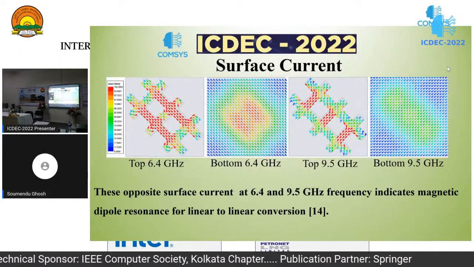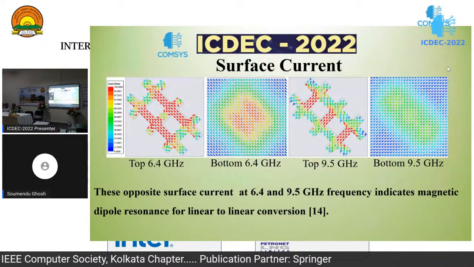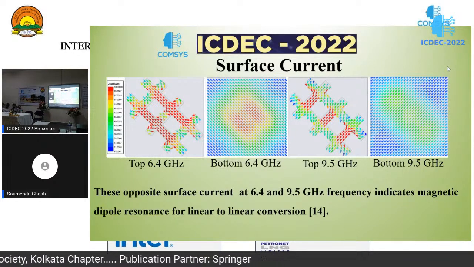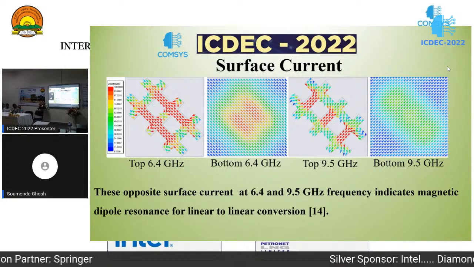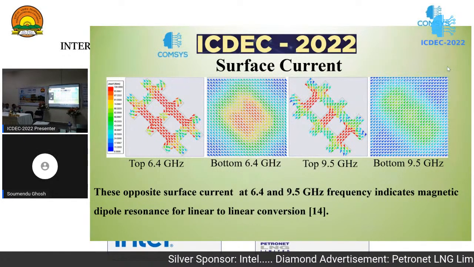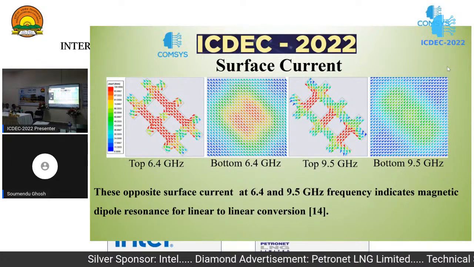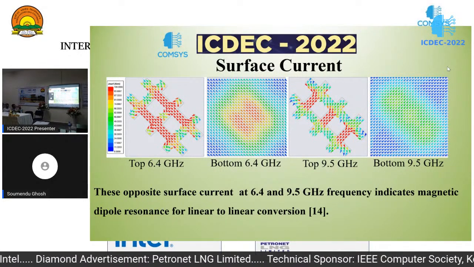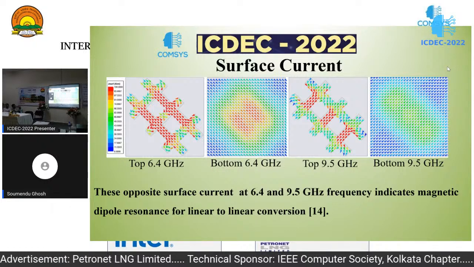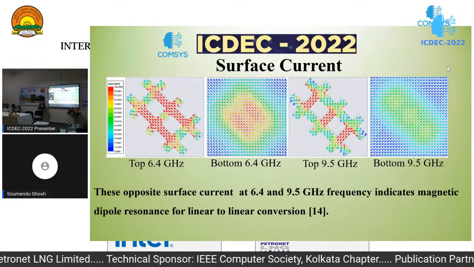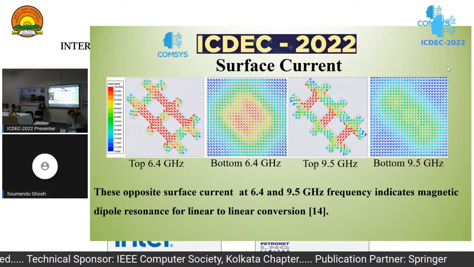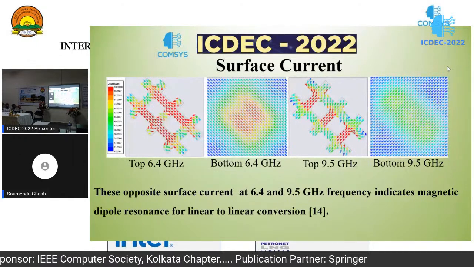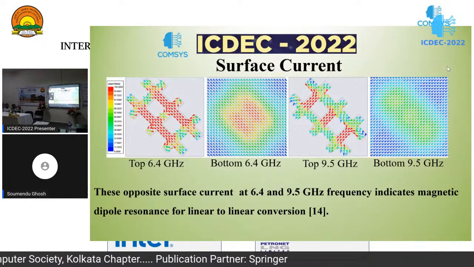Here is the surface current distribution. The surface current distribution is observed for explaining the linear to linear polarization conversion. Here the opposite surface current distribution at the two resonance frequencies, 6.4 and 9.5 GHz, indicates the magnetic dipole resonance for linear to linear polarization conversion, which enhances the magnetic permeability, and linear to linear polarization conversion occurs.